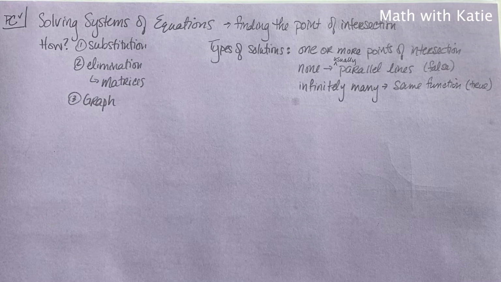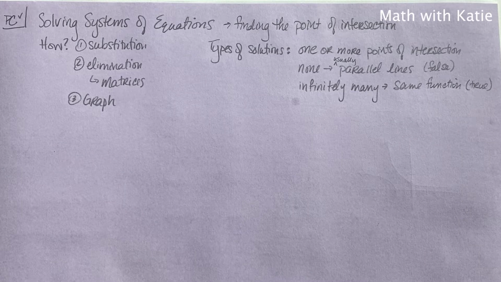Alrighty, so now let's talk about solving systems of equations. Basically, you're just finding the point of intersection or points of intersection. So, back in Algebra 2, it was just where two lines meet. Now what we're talking about is where two different functions, not necessarily being lines, where do they meet? Where do they intersect? Now, how do we do this?